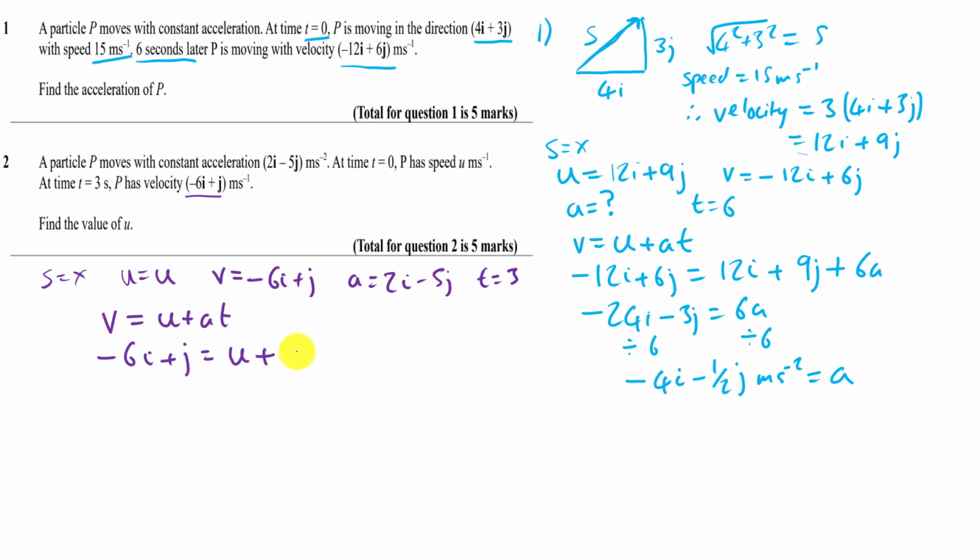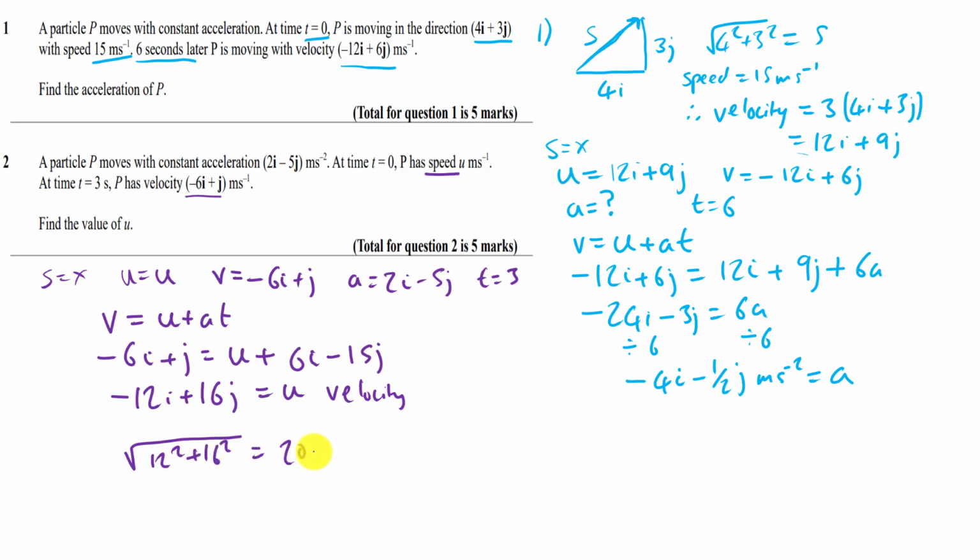So I'm just going to write that answer in straight away: 6i minus 15j. And then we can resolve to find u. So we get u as minus 12i plus 16j equals u. And it says it has speed u, so this is technically the velocity of u as a vector. And then we just use Pythagoras' theorem on this. So we just square root to get the speed. 12 squared plus 16 squared, which equals 20 meters per second, which equals u.